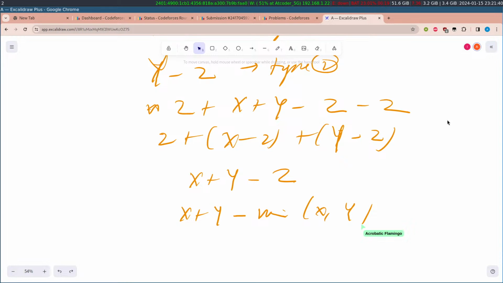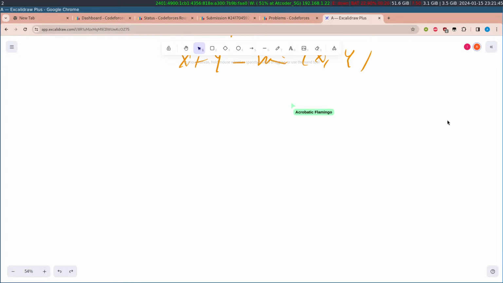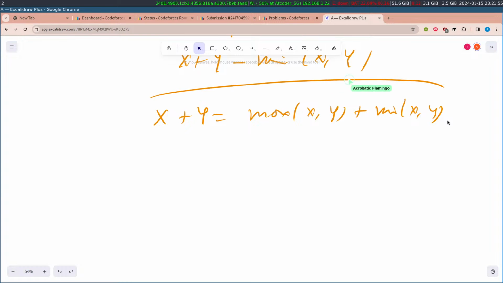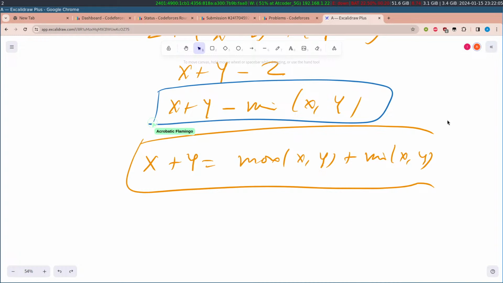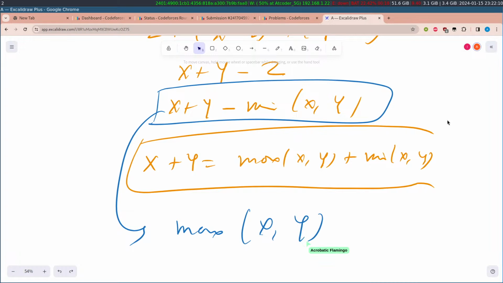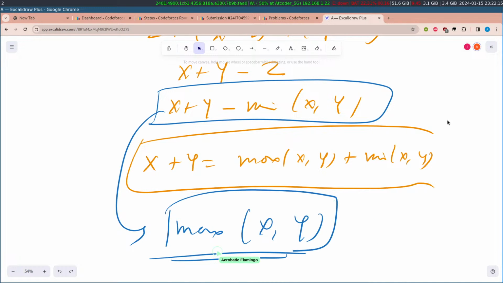One can verify the following identity. Given two numbers x and y, the sum x plus y would be the maximum of x comma y plus the minimum of x comma y. So using this identity, we can simplify that this final answer is equivalent to the maximum of x comma y. And that is our final answer over here.